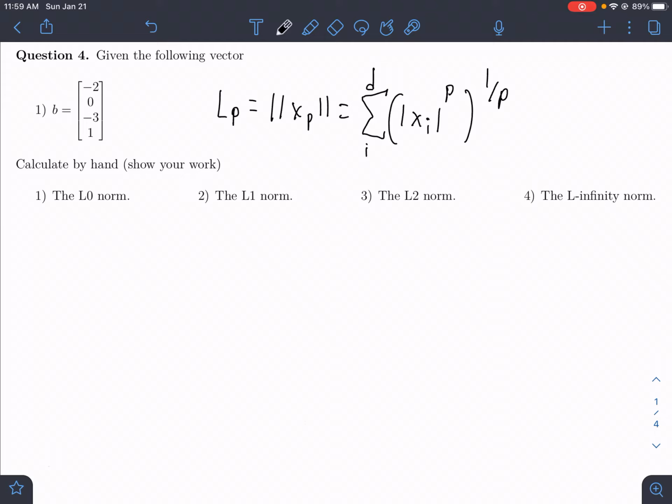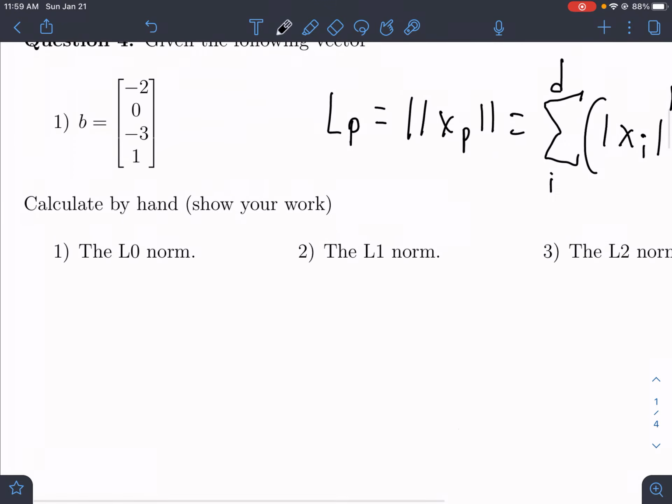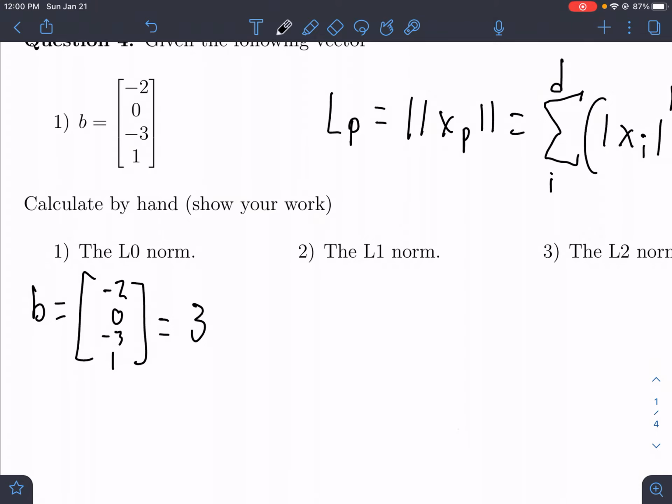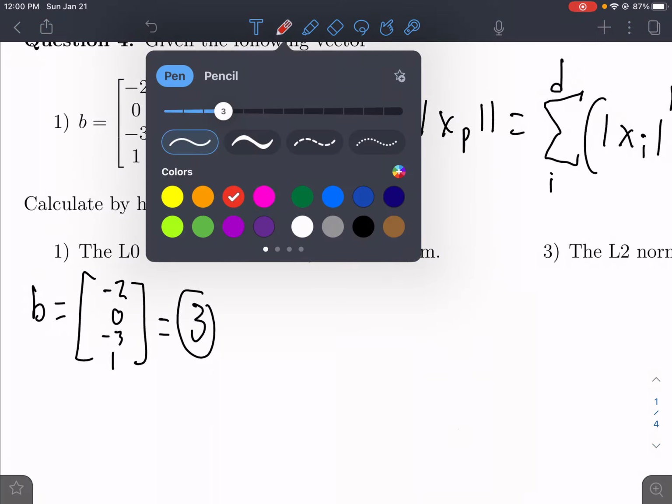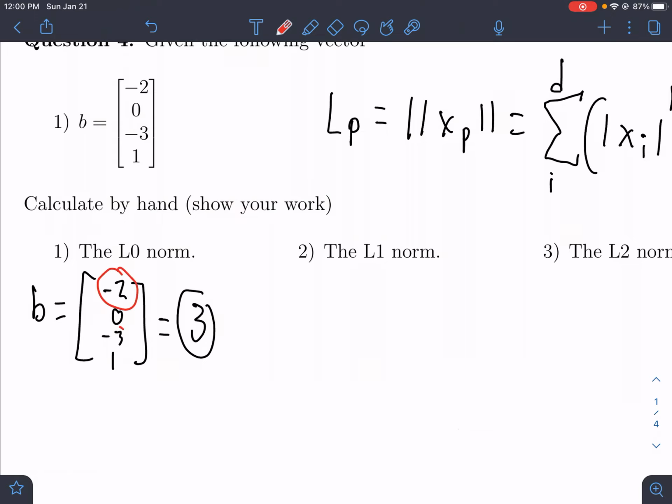For the L0 norm, we have a special case, because if we insert 0 as p, then we have this issue right here where we're dividing by 0. So the L0 norm, we can just memorize. The L0 norm is just the number of elements of the given vector that are non-zero. So in this case, in vector b, which is -2, 0, -3, 1, we can see that the L0 norm is 3 because there are 3 elements that are non-zero: 1, 2, and 3.